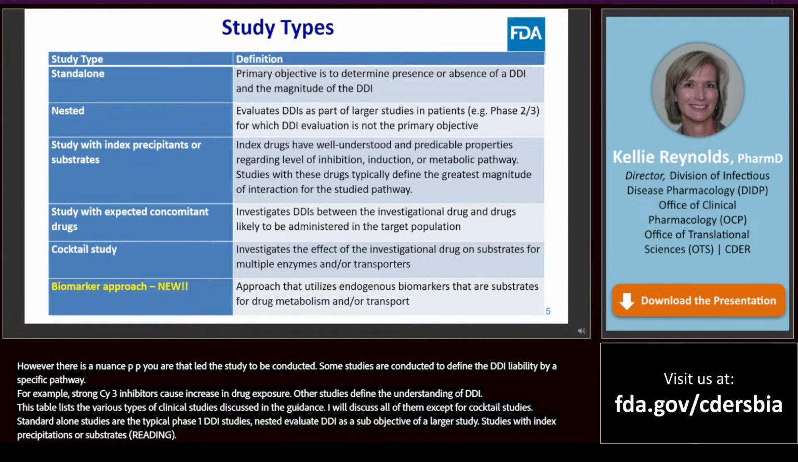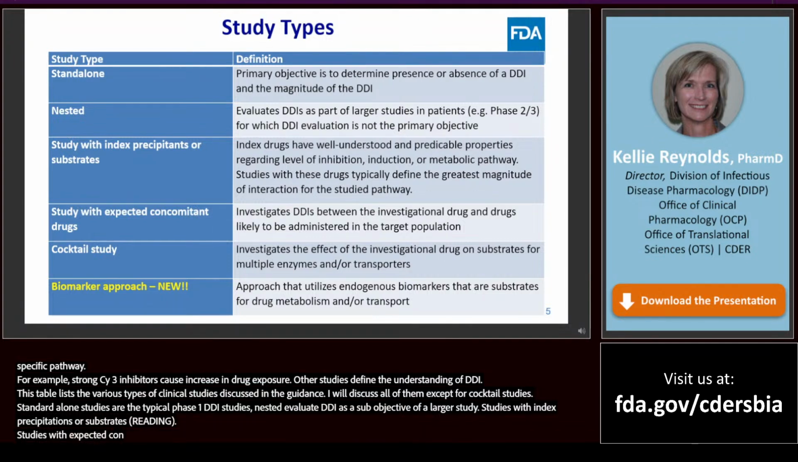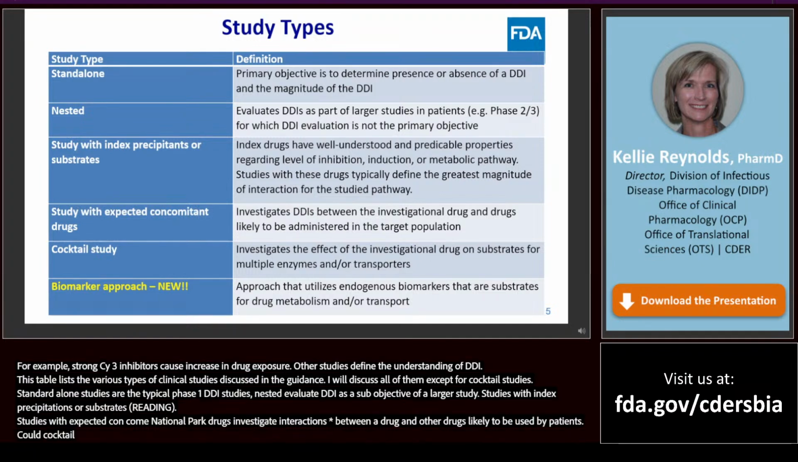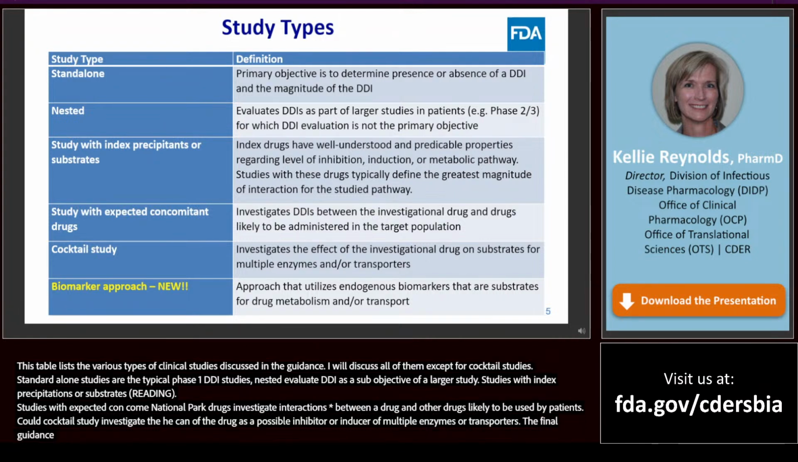Studies with expected concomitant drugs investigate interactions between a drug and other drugs likely to be used by patients. Cocktail studies investigate the effect of the drug as a possible inhibitor or inducer of multiple enzymes or transporters. The final guidance describes an approach that uses endogenous biomarkers that are substrates for drug metabolism or transport. This approach was not addressed in detail in the regional guidances and guidelines.